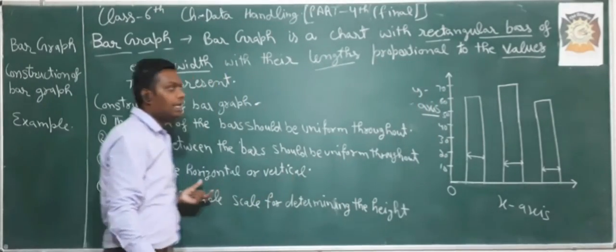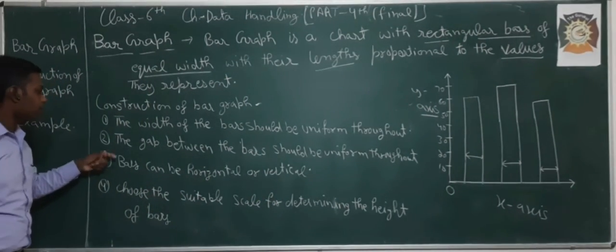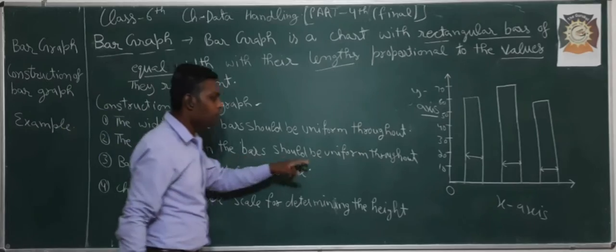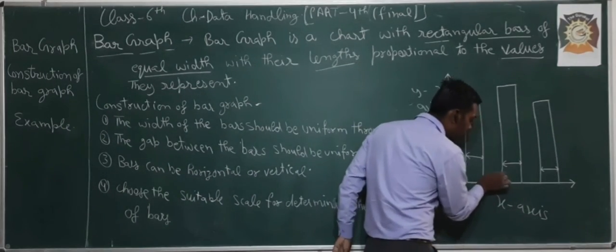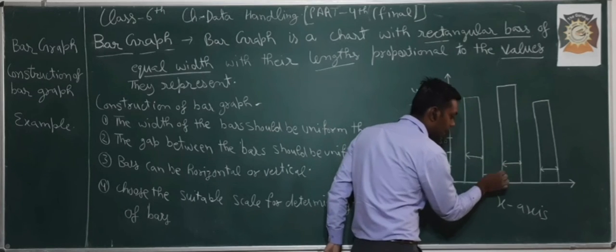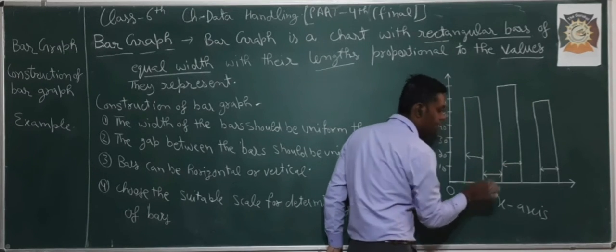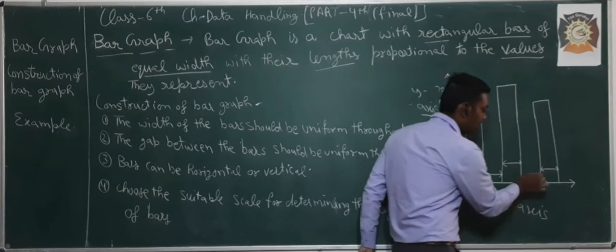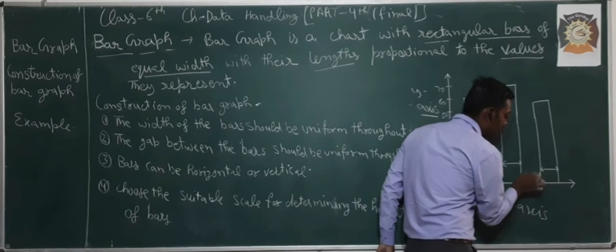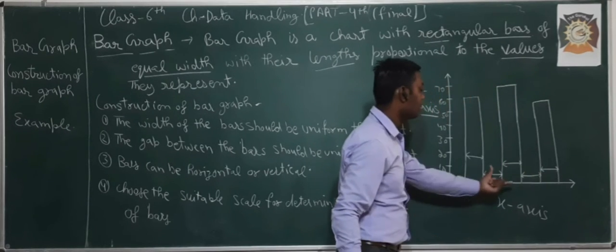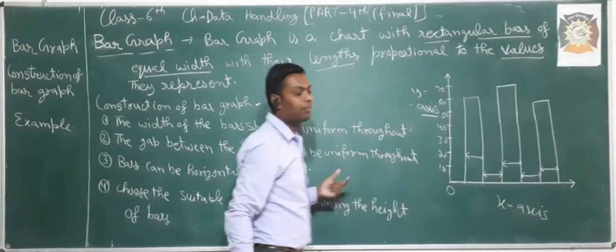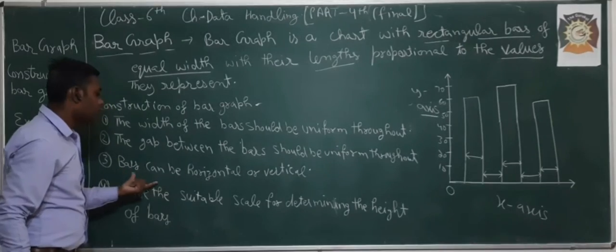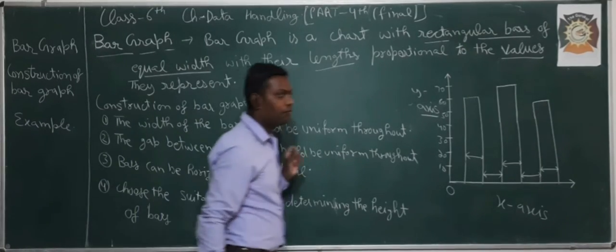Then read the next rule for the bar graphs. The gap between the bars should be uniform throughout. That will be the gap. This is the first bar and this is the second, and the gap between these bars should be the same. However many bars you draw, the gap between the bars should remain the same. Third, a bar graph can be represented horizontally and vertically.